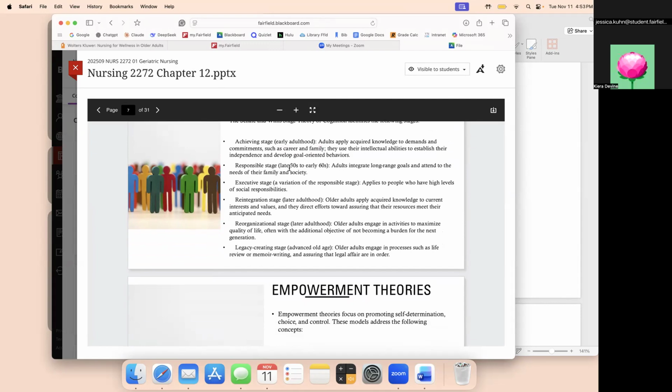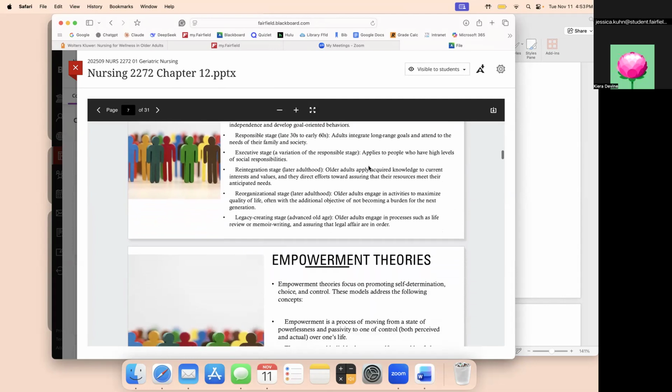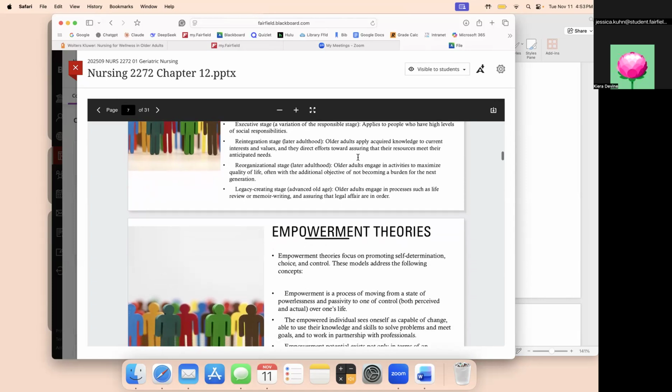They use their intellectual abilities to establish their independence. Responsible stage is the late 30s to 60s. They integrate long range goals and attend the needs of their family and society. They like to call this the sandwich generation a lot because they're taking care of their children and likely their older parents. Executive stage applies to people with high levels of social responsibility.